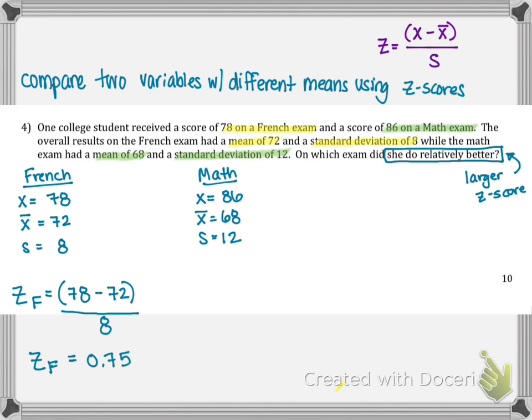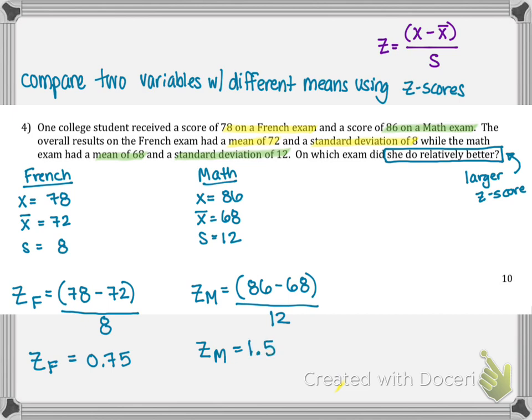So what we just found out is that the French exam is 0.75 standard deviations above the mean. Now let's check math. So let's make a z-score for math. We would take the exam score we actually got, 86, and subtract the mean, which was 68. Don't forget the parentheses. And then divide by the standard deviation. And when we do this, we find that the z-score for math is 1.5.